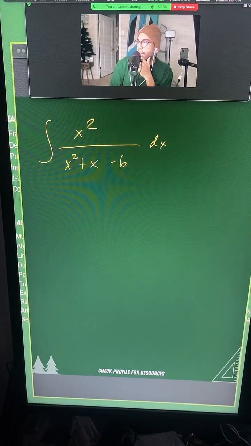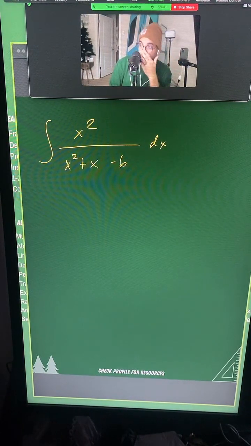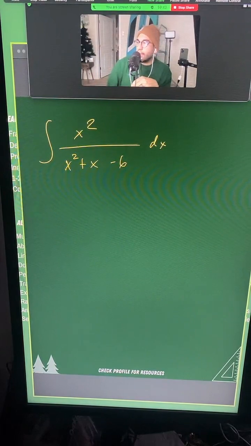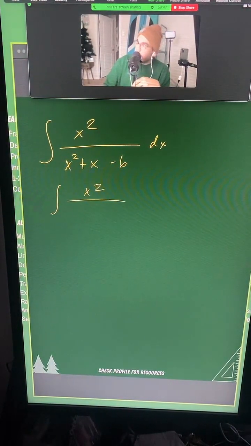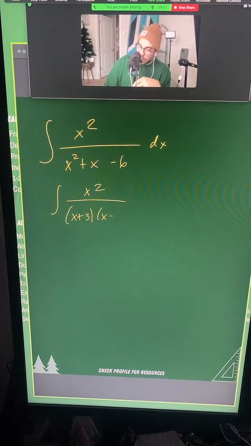Okay, so who can tell me what we should do first? It looks like we have an integral. The degree of the top is the same as the degree of the bottom. So what do you guys suggest that we do? Okay, so Dora's saying go ahead and rewrite this on the bottom. We are going to factor this out, and this is going to be x plus 3, x minus 2.